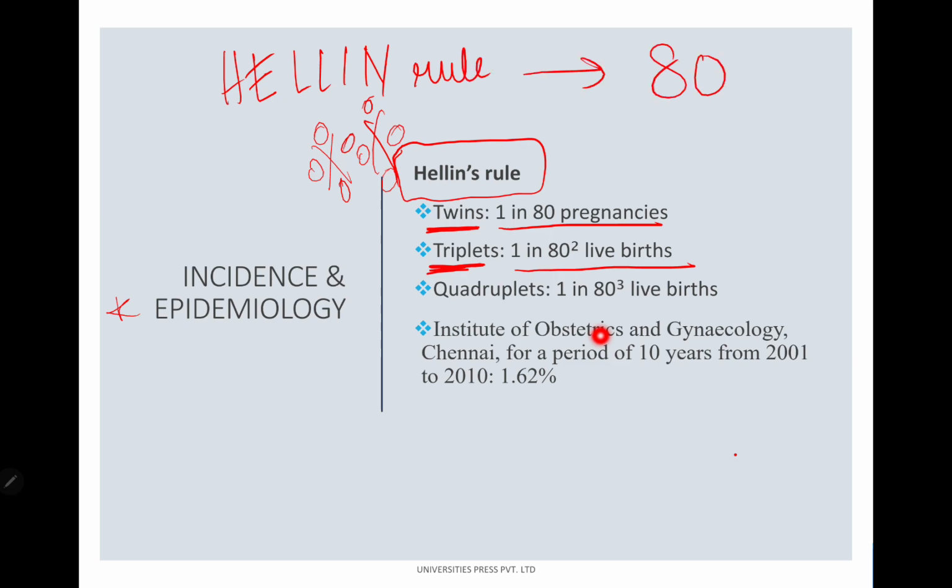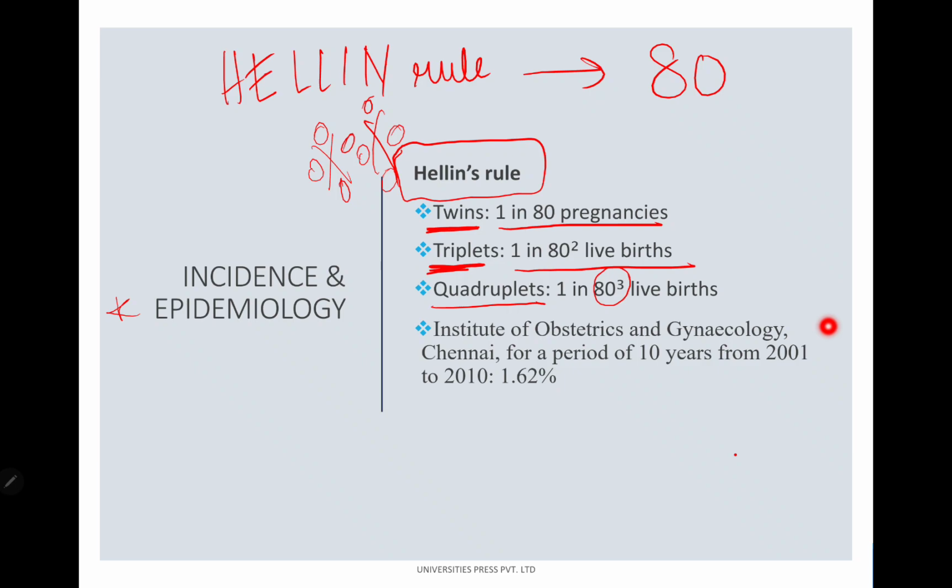If they are asking about twins, then the incidence is going to be 1 in every 80 pregnancies. If they are asking for triplets, the incidence will be around 1 in every 80 to the power square live births. If they are asking for quadruplets, then it is 1 in every 80 to the power 3 live births.